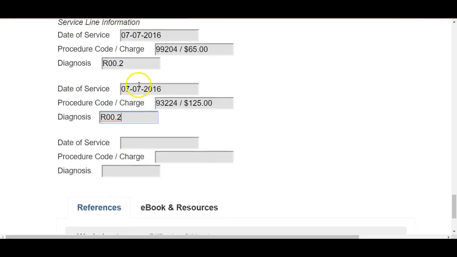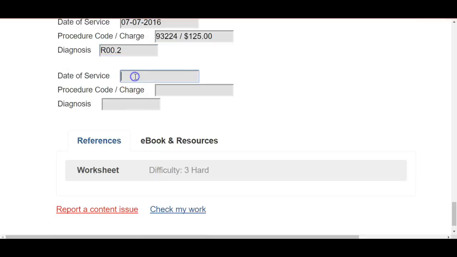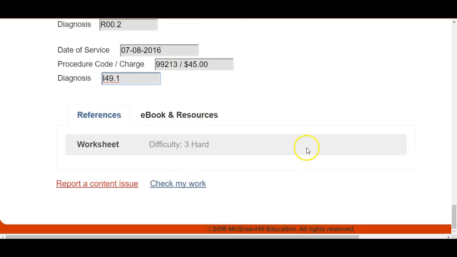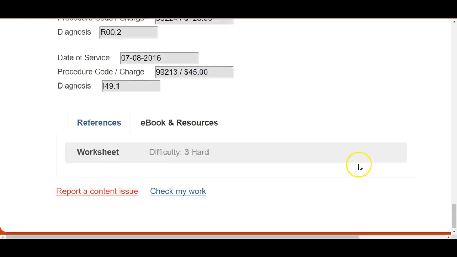Okay, and then he's got one more there, and that is the 7/8/2016. So we'll go down here, 07/08/2016. That's when he comes back to return that Holter monitor. The procedure code you're going to need here is 99213. The charge mentioned up above is going to be $45. And the diagnosis code we're going to use here is the second one, the I49.1. What the heck did I just do there? Okay, so that's it in a nutshell. That is your second claim.